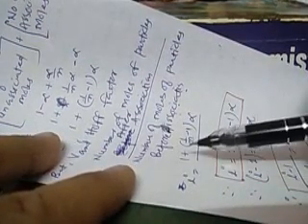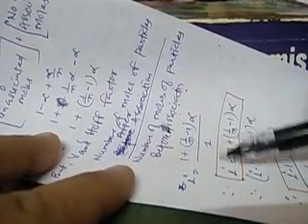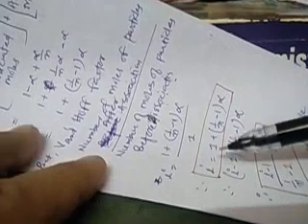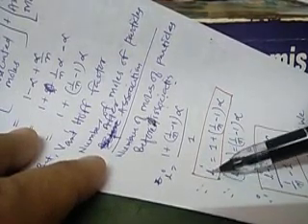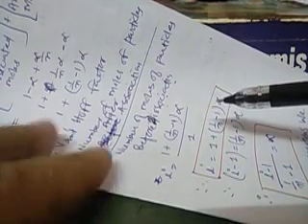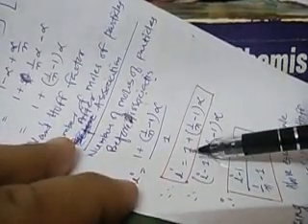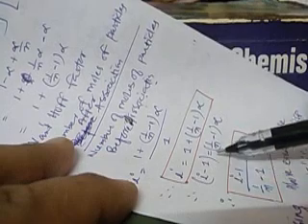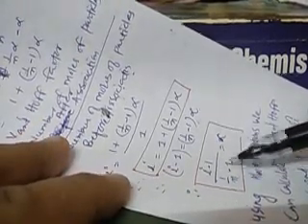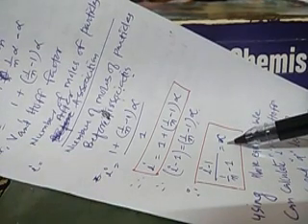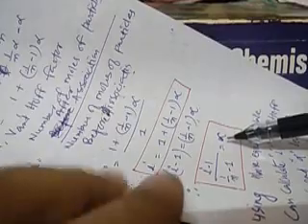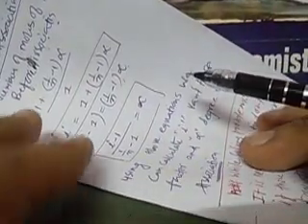Therefore i is equal to 1 plus (1 by n minus 1) alpha divided by 1, and therefore i is equal to 1 plus (1 by n minus 1) alpha. This is the formula by which we can calculate the van't Hoff factor i for association. If we take 1 to this side, i minus 1 is equal to (1 by n minus 1) alpha, and therefore alpha is equal to (i minus 1) divided by (1 by n minus 1). This is the formula to calculate the degree of association for a kind of salt.